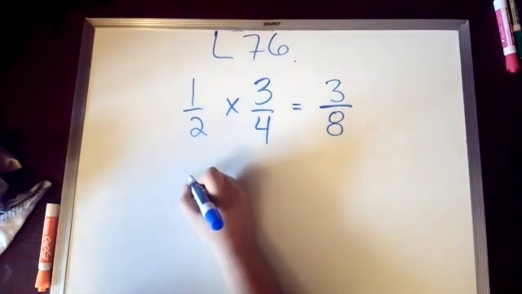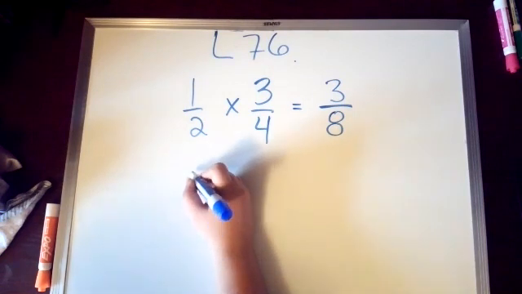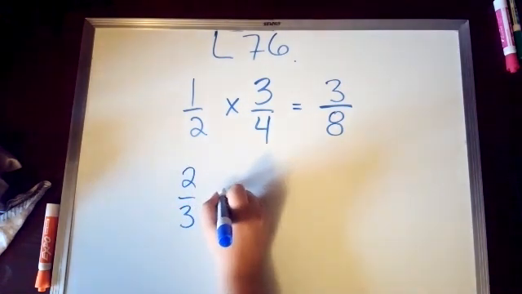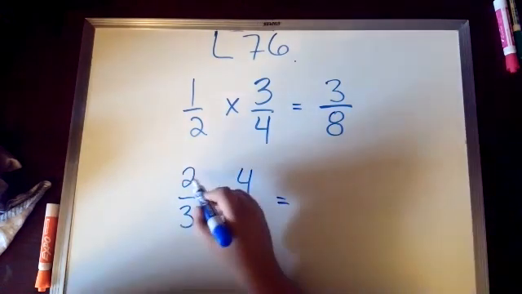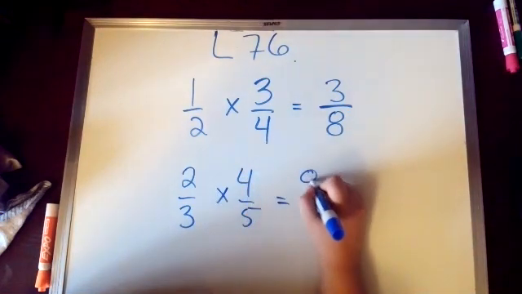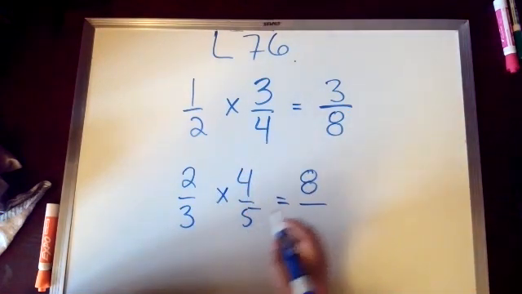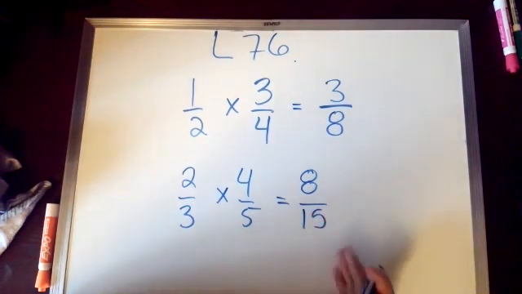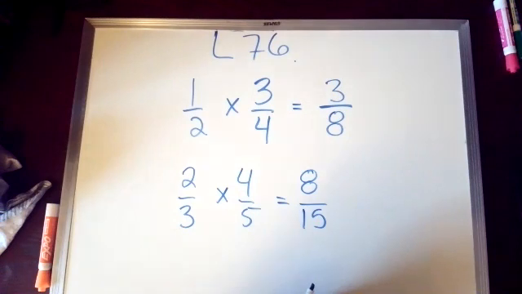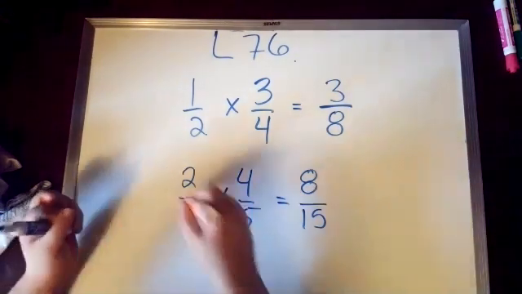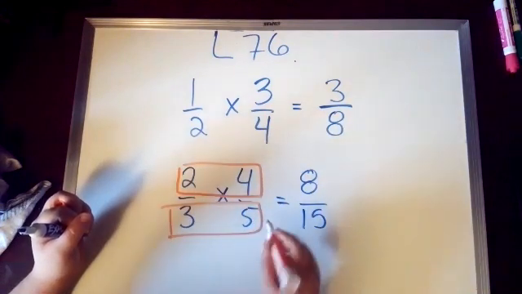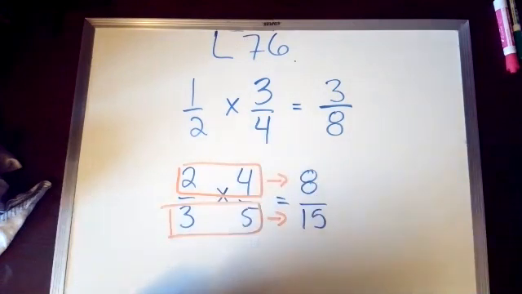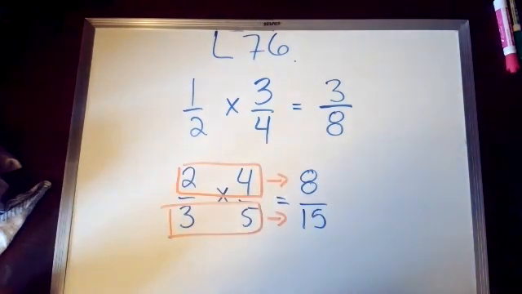Let's do this again. If we had 2/3 of 4/5, and I'm multiplying, we have 2 groups of 4, which is 8, and 3 groups of 5, which is 15. This is now our answer. Remember that all you're doing when you are multiplying is you multiply the numerators and then you multiply the denominators straight across. And that is how you multiply fractions. And that is today's lesson, lesson 76 for Saxon 5 Intermediate Math.